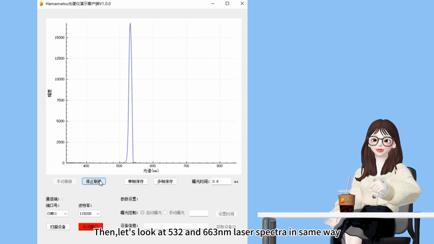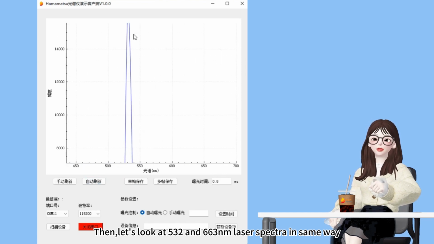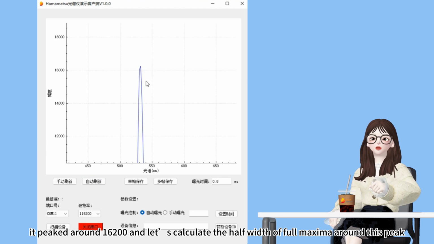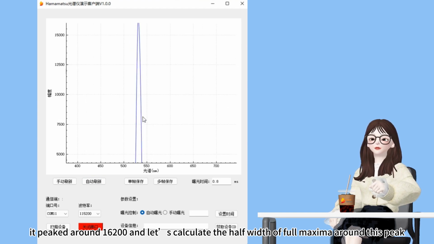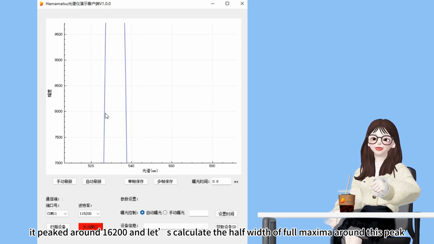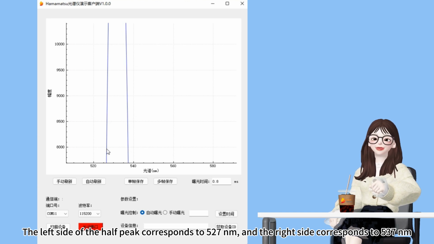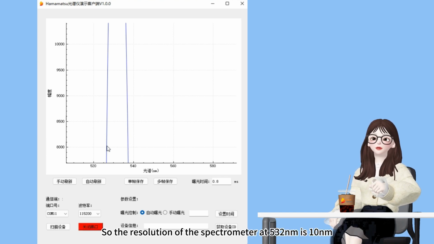Then, let's look at the 532 and 633 nanometers laser spectra in the same way. It peaked around 16,200, and let's calculate the full width at half maximum around this peak. The left side of the half peak corresponds to 527 nanometers, and the right side corresponds to 537 nanometers. So the resolution of the spectrometer at 532 nanometers is 10 nanometers.